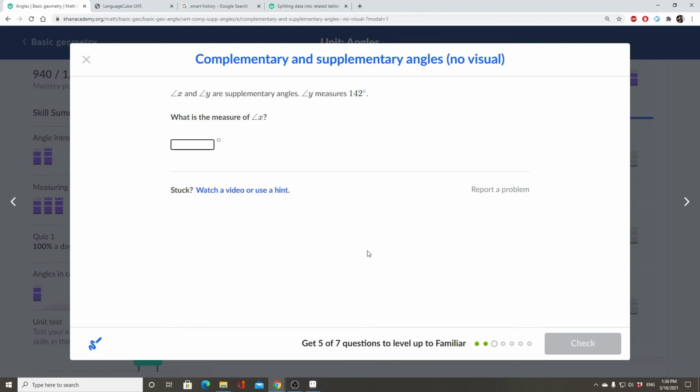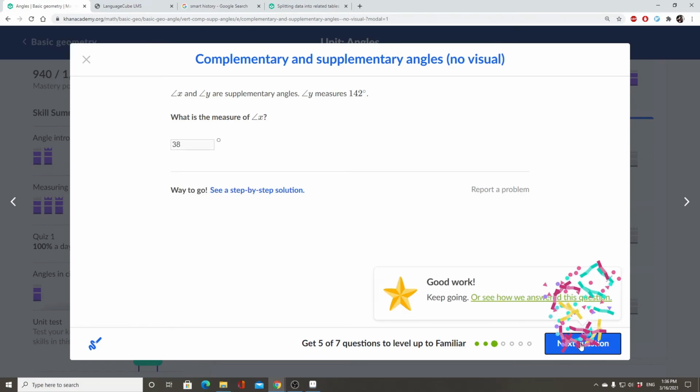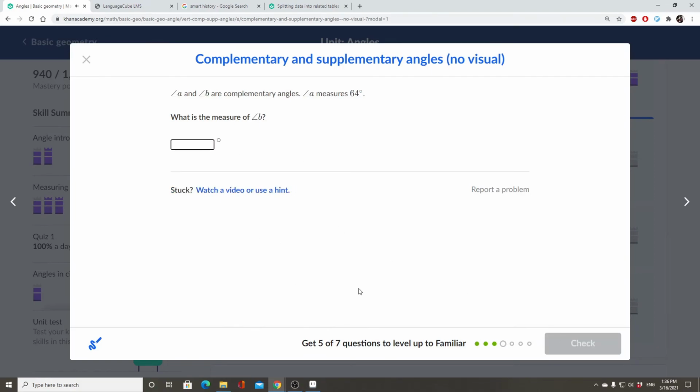Yes. And X and Y are supplementary angles. Y measures 142. Supplementary. So total is 180. 180 minus 142. Well, 180 minus 140 is 40. Take away an additional 2, that's 38. So 38 degrees. Hey.